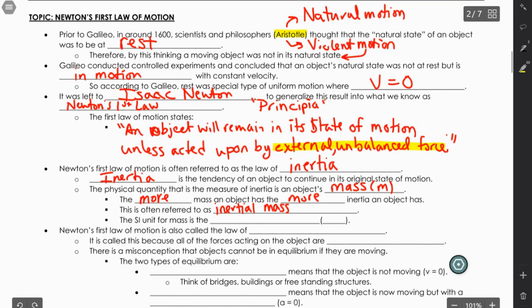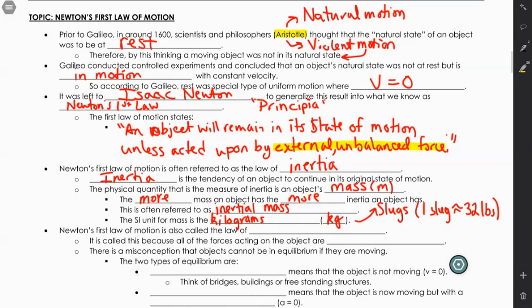In fact, mass is sometimes referred to as inertial mass. And the SI unit for mass is kilograms. Remember, here in physics, we use the MKS metric system, so meters, kilograms, seconds. So all of our masses need to be in kilograms. And I found this out the other day, but the interesting thing is the US equivalent to kilograms is actually called slugs. One slug is approximately 32 pounds, like 32.1 something pounds, okay? I just found that interesting.